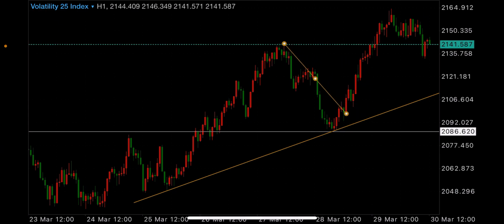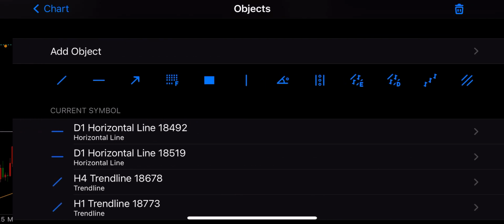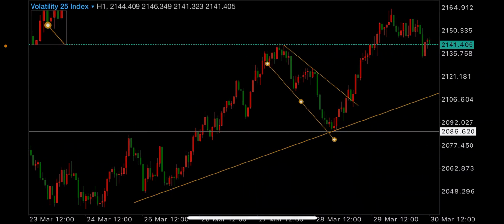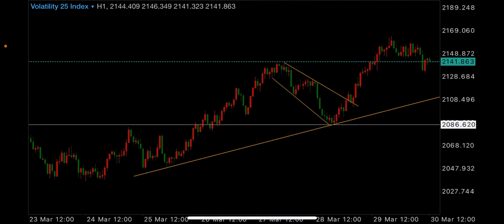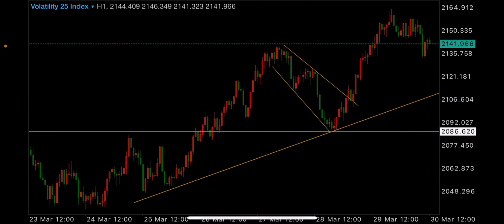Here, guys, I'm going to take my trend line. Again, I'm going to draw this simple correction. So you see here, we're having this simple correction. Alright. So now, guys, from this point, we are looking for the entry.